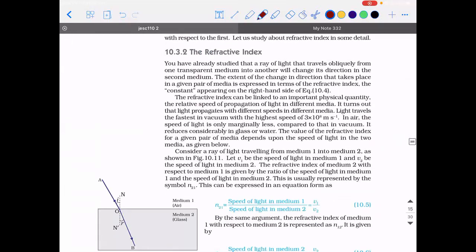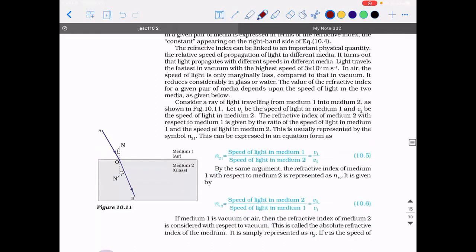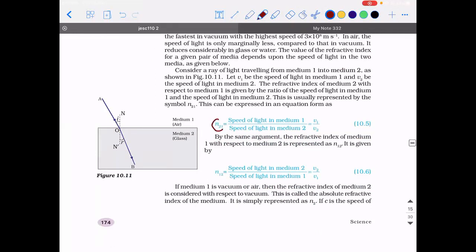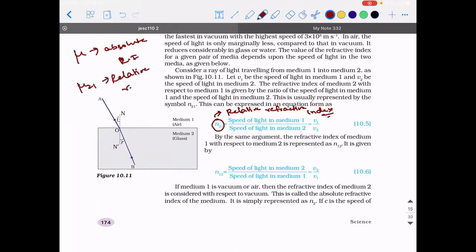So I have explained what is refractive index. So here in the textbook, instead of mu, they have used n21. So n stands for refractive index. And if you write the 21, it is called relative refractive index. See, if I write only mu, I call it absolute refractive index. If I write mu21, we call it relative refractive index. So relative means comparison.